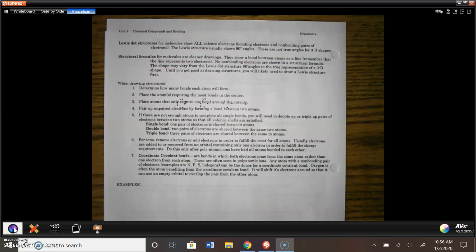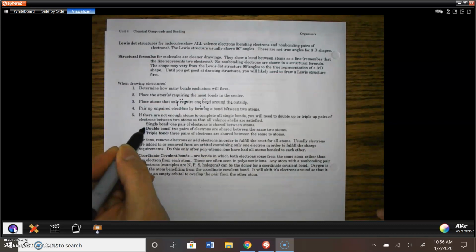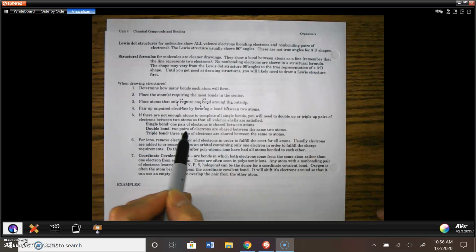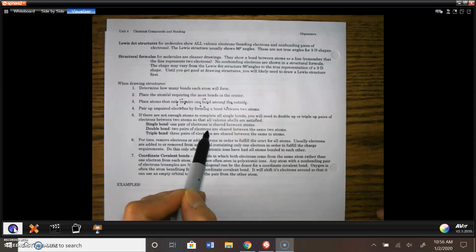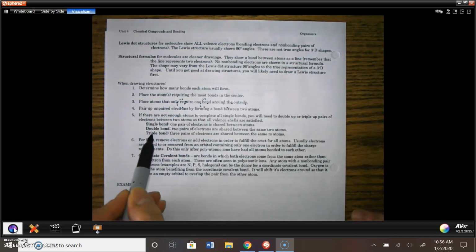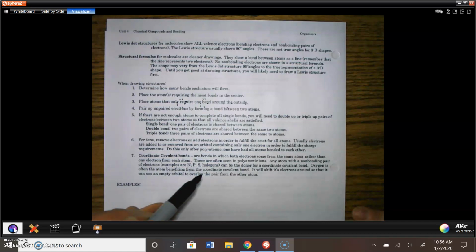So we're going to start this second video taking a look at higher order bonds, and by that I mean double and triple bonds. And so you can see from your organizer that a double bond is really a situation where instead of just one pair of electrons, two pairs of electrons are shared between the same two atoms. And a triple bond is when you have three pairs of electrons shared between the same two atoms.